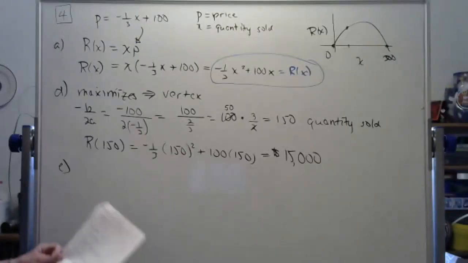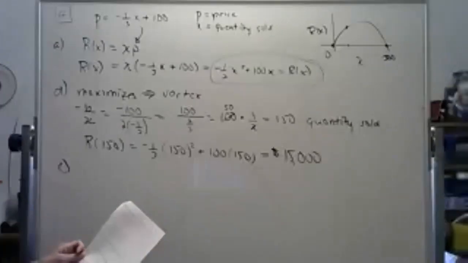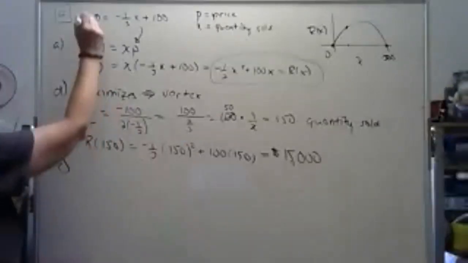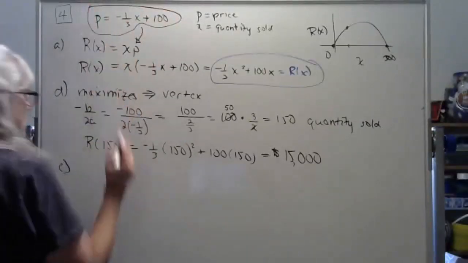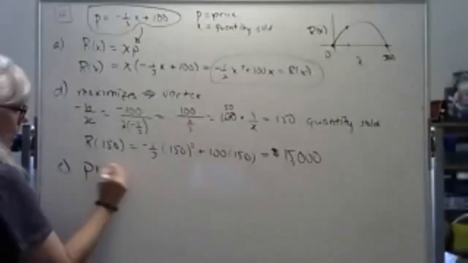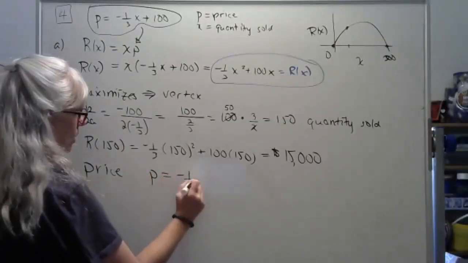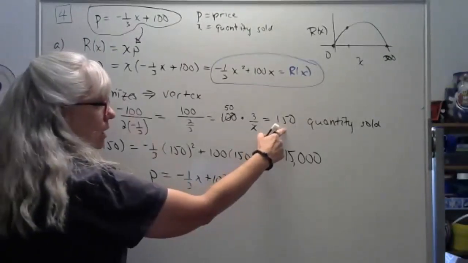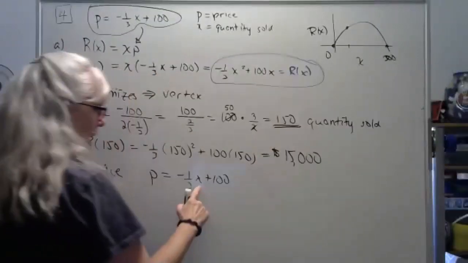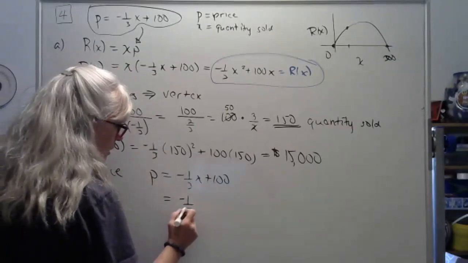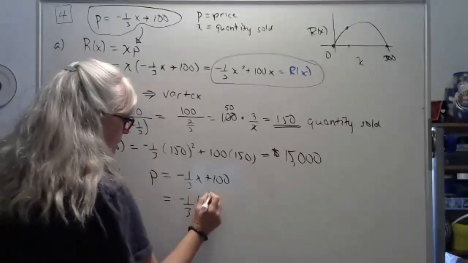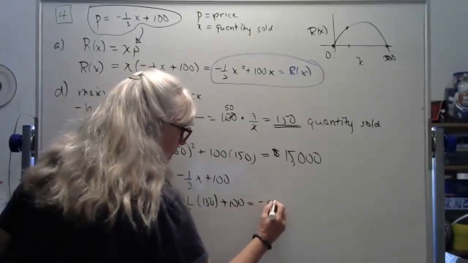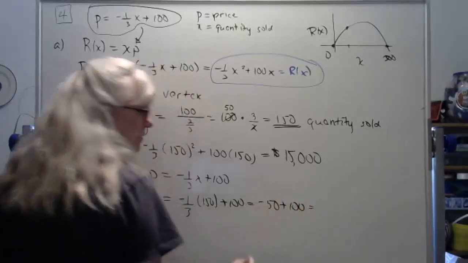Okay. Part E then says, what price should the company charge to maximize revenue? Okay, well, the only place that we even talk about price is clear back up here in that initial equation. So the price can be found by P equals negative 1/3 X plus 100. So we already know that X at the maximum was 150. So I'm going to pick up that 150 and use it to figure out what price I should be selling. So negative 1/3 times 150 plus 100. Well, a third of 150 is 50, so negative 50, plus 100 gives me 50.